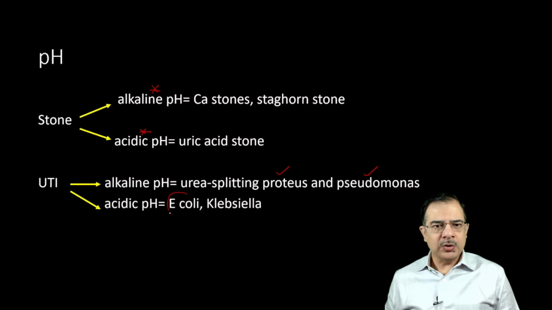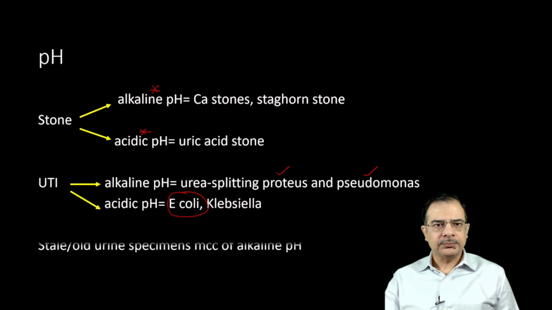While the most common cause of UTI, that is E. coli, produces an acidic reaction. Acidic pH correlates with E. coli or Klebsiella infection. While if the urine sample has been sitting for a long time, an old urine sample, that is the most common cause of an alkaline pH. So whenever you see alkaline pH, like it is going towards 8, suspect that it can be an old urine specimen.